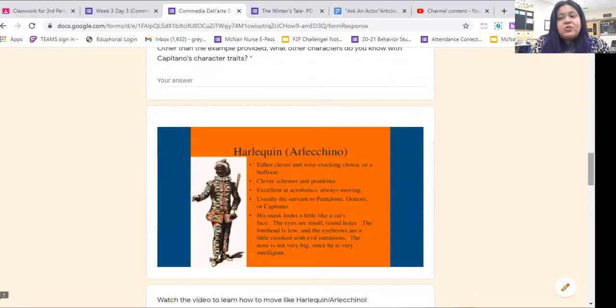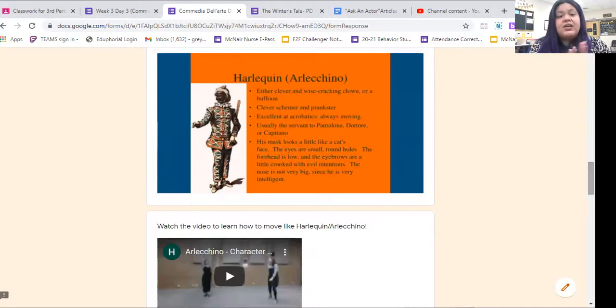Our second character we're going to be talking about today is called Harlequin or Arlecchino. If you think of the DC characters like Harley Quinn, how she's kind of clown looking, and like the Joker from Batman, they're clown looking characters. That is the same thing as what Harlequin is. Harlequin is the clown character. Arlecchino is the other name that you can call Harlequin.